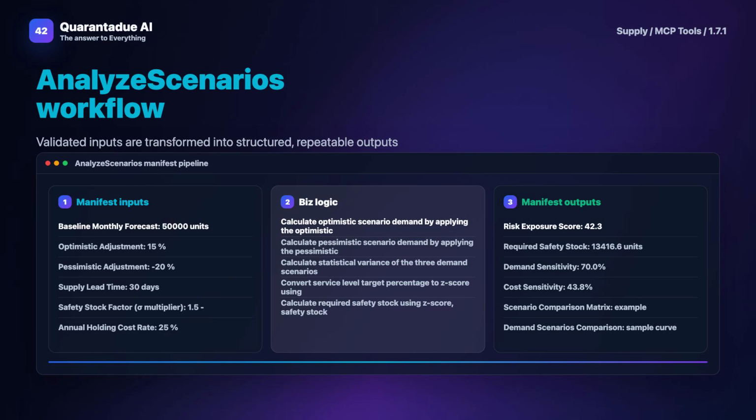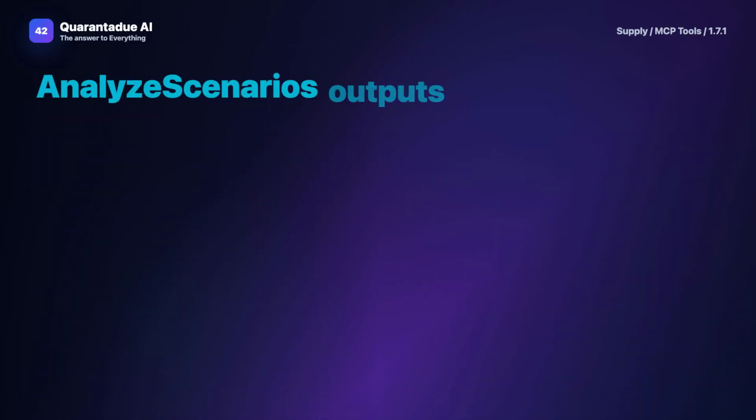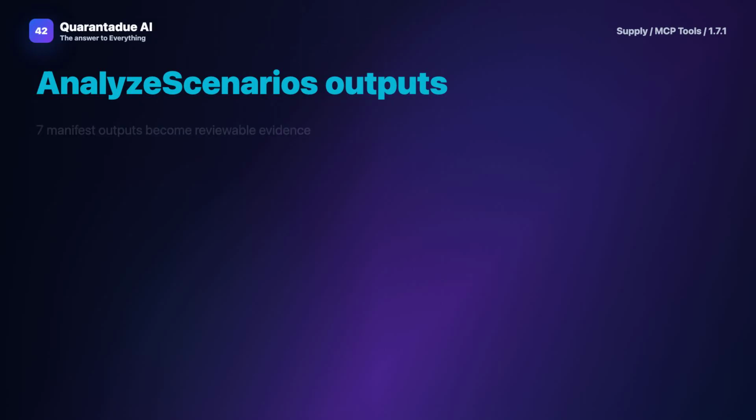Convert service level target percentage to z-score using inverse normal distribution for safety stock calculations, and calculate required safety stock using z-score safety stock factor, lead time, and demand variance to achieve target service level. This keeps the process deterministic, reviewable, and aligned with how supply teams actually make decisions.